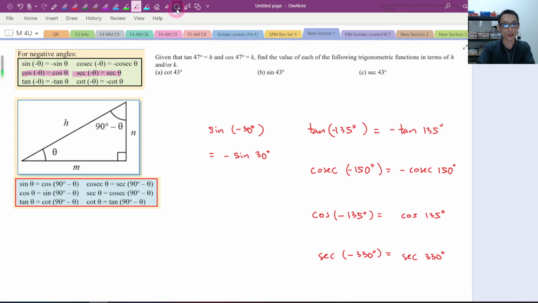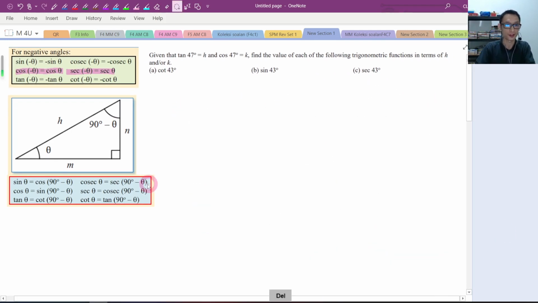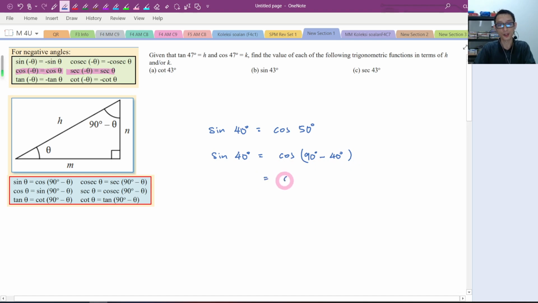Okay, the next thing I want to share with you in this video is this one. Let's say we want to find sine 40 degrees. Sine 40 degrees is actually equal to cosine 50 degrees. How do we know this? We are using this rule. Sine 40 degrees is actually equal to cosine of 90 degrees minus 40 degrees. Therefore, it's actually equal to cosine 50 degrees.